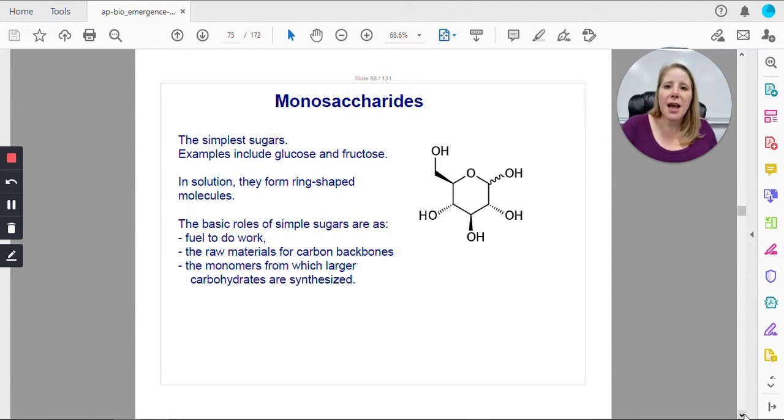A monosaccharide is a single sugar. It's the simplest one. Those include pretty much glucose and fructose. Glucose and fructose in different combinations make up pretty much all other sugars and starches. So the basic role of the simple sugar is to do work. The body uses it to create the energy it needs to move. It's also got the carbon backbone that ends up making up most of the other stuff in your body. And then it is the basis in which all other things are made.